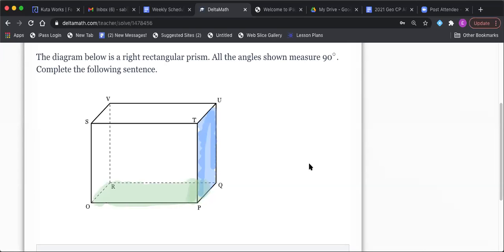All right, where do these two planes meet? Anthony. What two planes? The two that are colored. So you have the bottom one that's green and the right-hand side one that's blue. I don't know. Where do they meet?